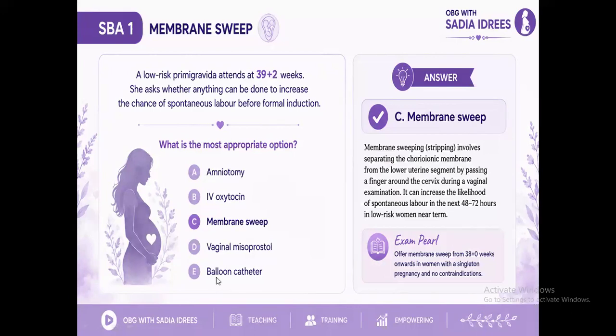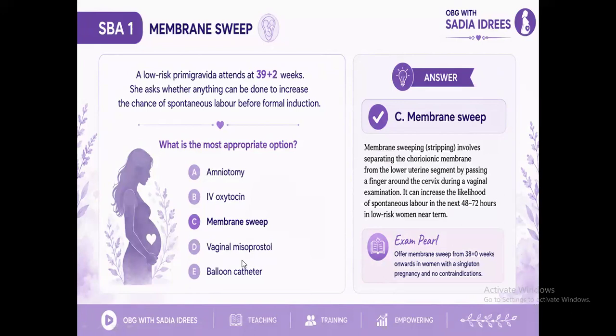Now let's eliminate the distractors. Would I perform an amniotomy in this low-risk woman just because she wants spontaneous labor? No. Amniotomy is an actual induction intervention and is used in the appropriate induction pathway, particularly when the cervix is favorable. IV oxytocin, again, no, because we are not formally inducing her at this point. Misoprostol and balloon catheter are cervical ripening and induction methods. They are not what this question is asking for.